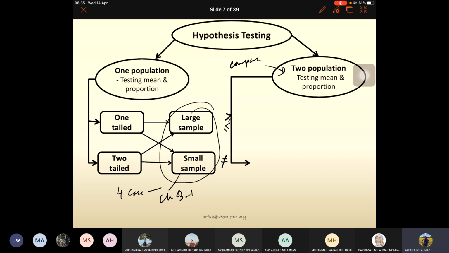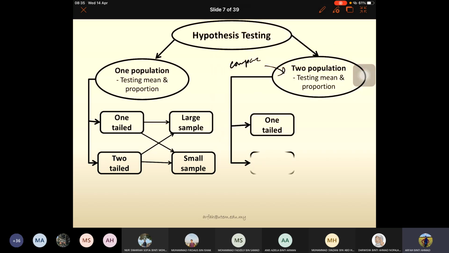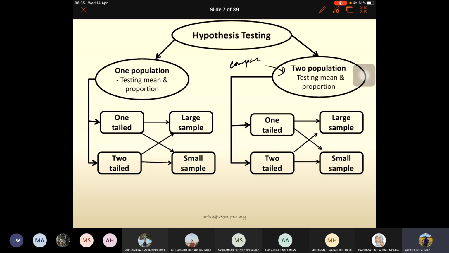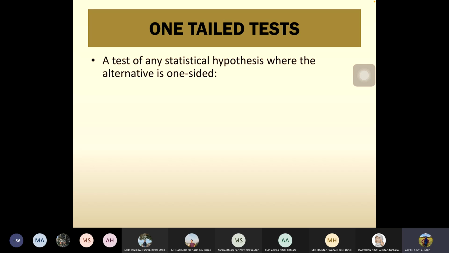So nanti kita tengok, we will go through in a very deep what does it mean by one tail and two tail. And then untuk dua population sama juga, there are two type of testing that you are going to learn. That is either one tail atau two tail. And then you have a large sample and also a small sample. Sama juga dia punya type of testing that we are going to test on the two population for the hypothesis testing. Okay. So take a look at the one tail test of any statistical hypothesis where the alternative is one-sided. Contohnya, gambar tak keluar pula.